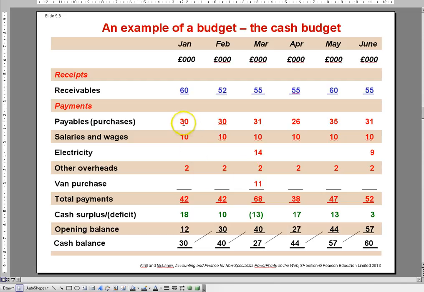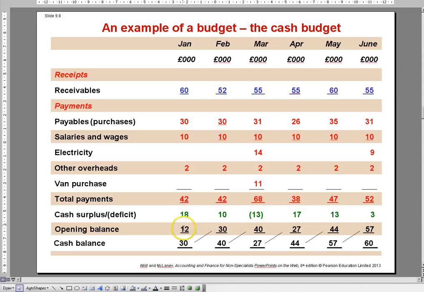We have got our payables here, we've got our receivables, and all these other costs we assume are going to be paid in the month. We total it all up, 30 plus 10 plus 2 is 42. We take the 42 from the 52 and that gives us our balance of 10. So 18 surplus in the first 2 months, 18 and 10, then a deficit, then surpluses.